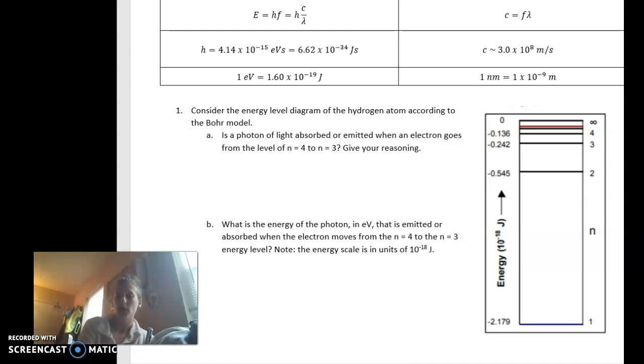Okay, now let's go back to this question on the screen. What is the energy of the photon in electron volts that is emitted or absorbed when the electron moves from the n equals 4 to the n equals 3 energy level? And just make sure you pay attention. The energy scale on this model is units of 10 to the negative 18th joules. So we're looking at from n equals 4 to n equals 3.